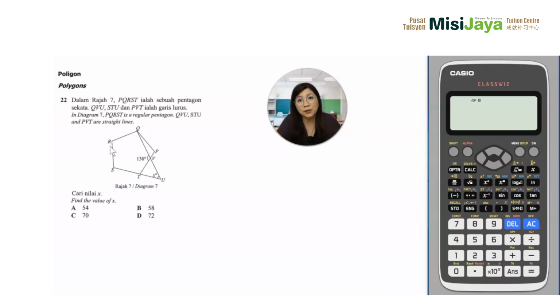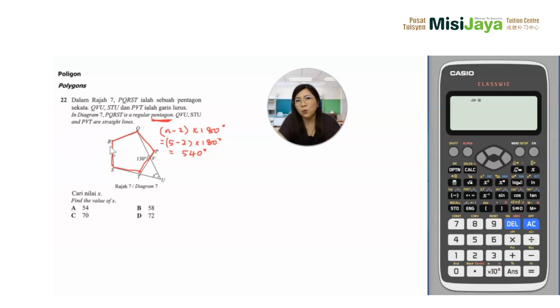What's the formula to find the sum of angles in a polygon? The formula is (n minus 2) times 180. This is to find the sum of angles in a polygon. In this case, the pentagon has 5 sides: 1, 2, 3, 4, and 5. So I'm going to find the sum of angles in the pentagon first. 5 minus 2, and then times 180. So this will be 3 times 180, which is 540. This is the sum of all 5 interior angles.